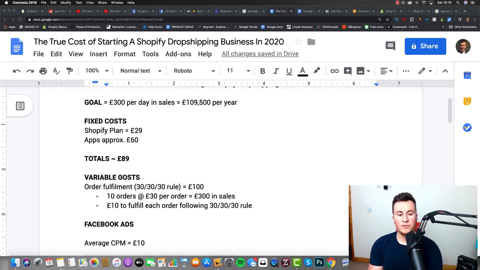So starting with the order fulfillment, if you work on the 30-30-30 rule, essentially what that rule means is if you do £300 per day in sales, then you're going to be spending 30% on order fulfillment, 30% on marketing, and then 30% on profit. Now this is a rough rule of thumb, so if you don't stick to these percentages, then don't worry about it. At the end of the day, the most important thing is obviously that you're making a profit.